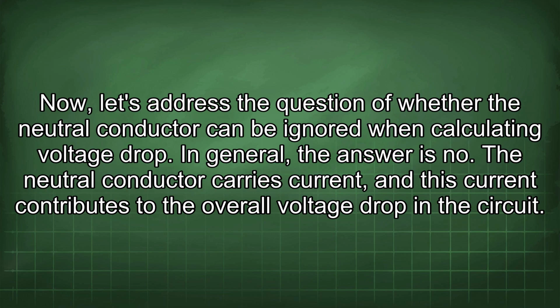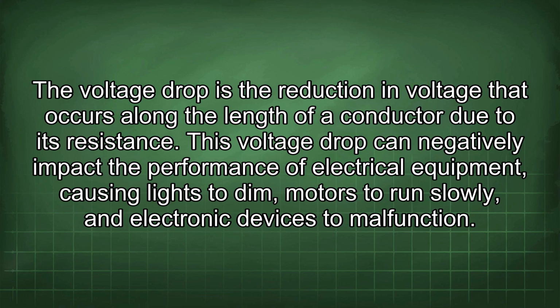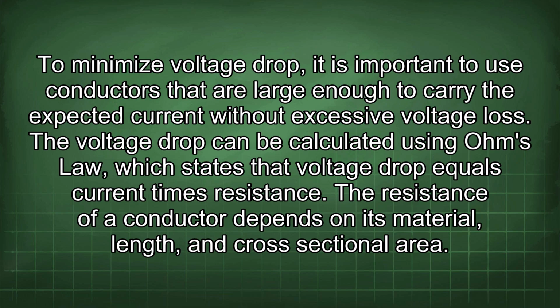Now, let's address the question of whether the neutral conductor can be ignored when calculating voltage drop. In general, the answer is no. The neutral conductor carries current, and this current contributes to the overall voltage drop in the circuit. The voltage drop is the reduction in voltage that occurs along the length of a conductor due to its resistance. This voltage drop can negatively impact the performance of electrical equipment, causing lights to dim, motors to run slowly, and electronic devices to malfunction. To minimize voltage drop, it is important to use conductors that are large enough to carry the expected current without excessive voltage loss.